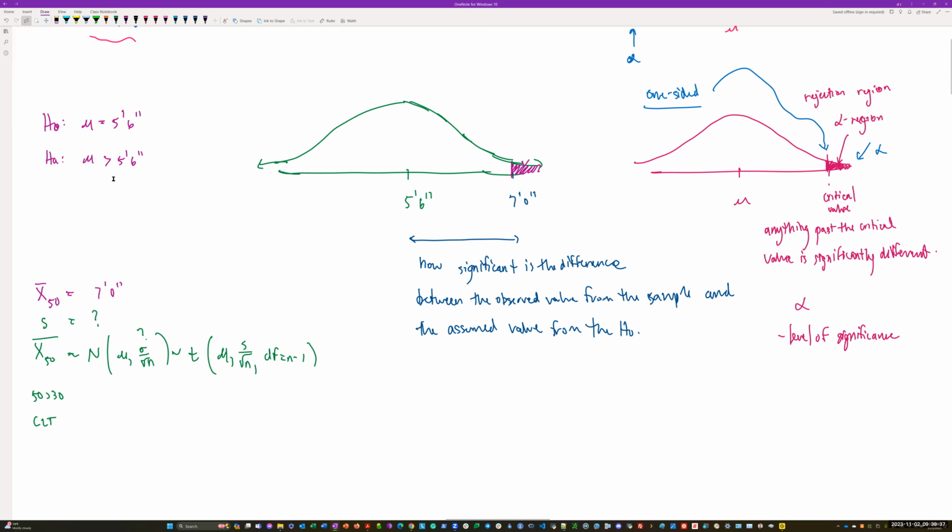Now, what I'm trying to indicate is that at some place over here, I don't know where necessarily, and that really has to be predefined before we start this process, somewhere here, maybe there, maybe over here, every value past that point, or to the right of that point, we're going to claim is significantly different from 5'6". Does that make sense? But the thing is, this is the value that I ended up observing this time from my sample.